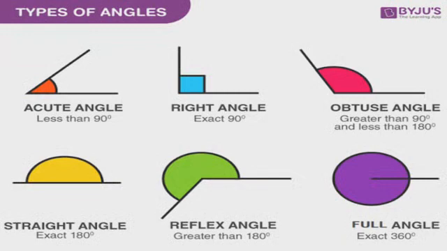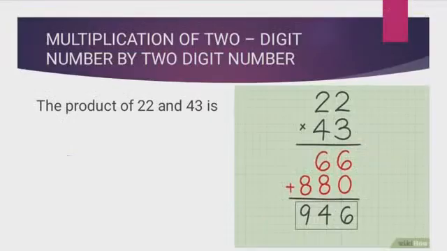So the extent of this corner for acute angle is what? Less than 90 degrees, while for right angle it is equal to 90 degrees. Now in obtuse angle, it is greater than 90 degrees but less than 180. In straight angle, it is 180 degrees. While in reflex angle, it is more than 180 degrees. And in a full angle, a complete turn, it is 360 degrees.